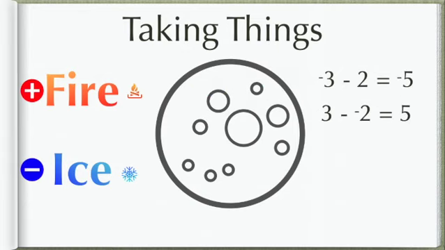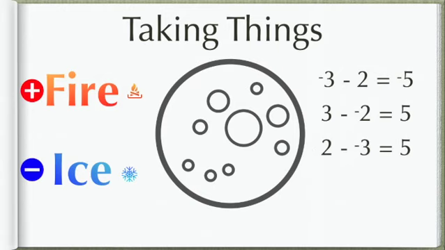Next example, 3 minus negative 2. So I start with 3 fire, but now I'm supposed to take away 2 ice. There isn't any ice in the pot, so I have to put in 2 of those 0 pairs. And now I can take away those 2 ice, and as you can see, there are 5 fires left. I can add as many of those 0 pairs as I need to in order to get what I need to be able to take away. So I only put in 2 that time because I only need to take away 2 ice. Same with the first example on this slide.